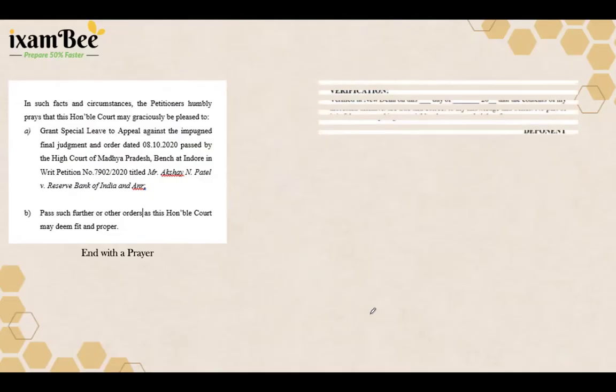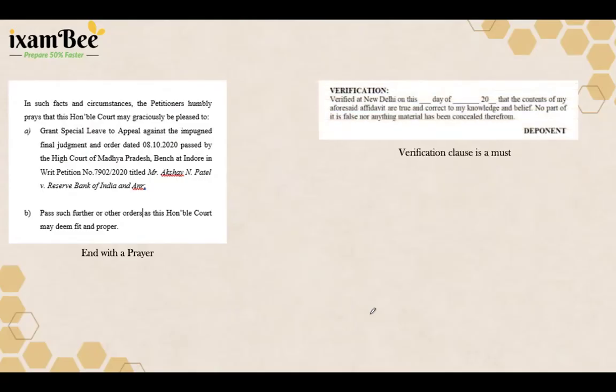Now, a verification clause. Now, this is crucial in formal pleadings. A verification clause is basically a sworn statement by the drafter confirming that the facts mentioned are true to their knowledge or belief. As per Order 6 Rule 15 of the CPC, it is mandatory.